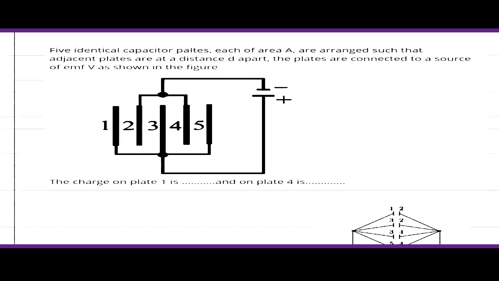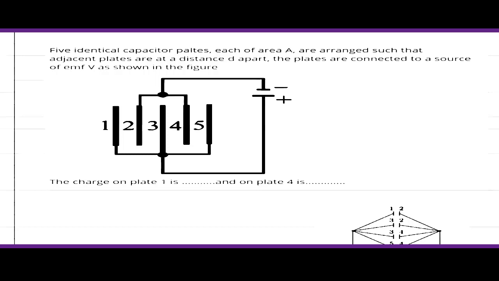Hello everyone. So the question is 5 identical capacitor plates of area A are arranged such that adjacent plates are at a distance D apart and the plates are connected to a source of EMF V as shown in the figure. The charge on plate 1 is and on plate 4 is. So in this question we have to calculate the charge on plate 1 as well as on plate number 4. As is clear from the figure, 1, 3, 5 are connected to the positive terminal, whereas 2 and 4 are connected to the negative terminal.